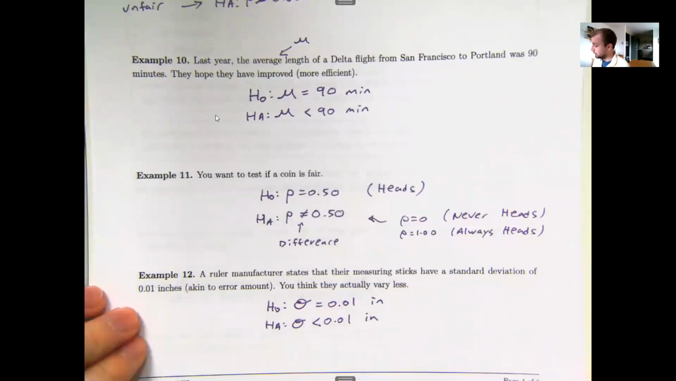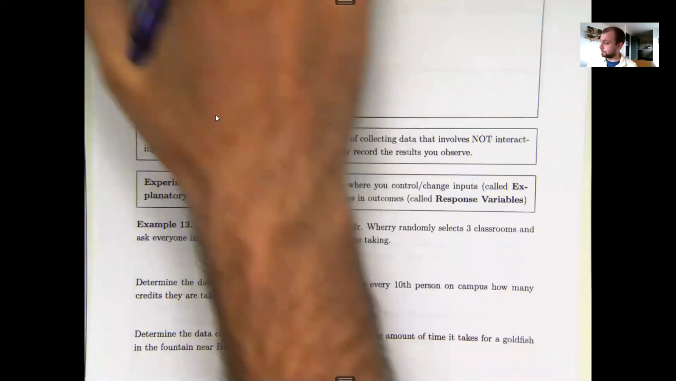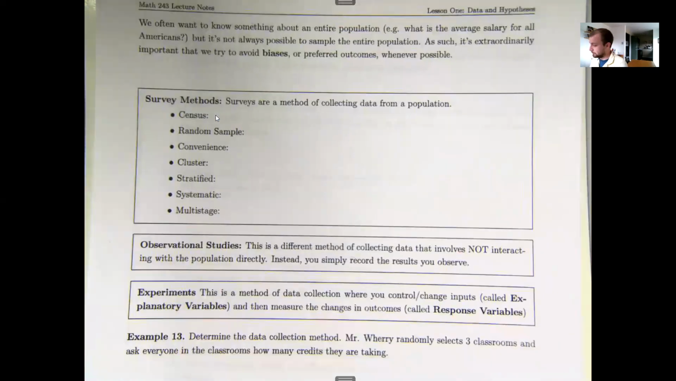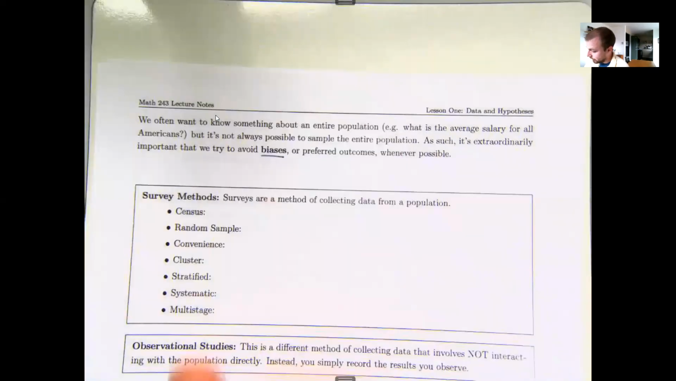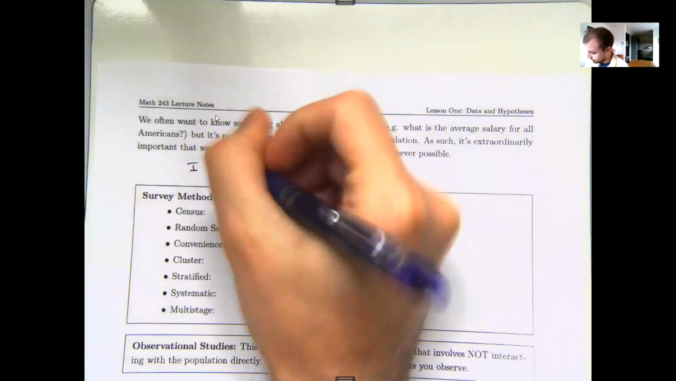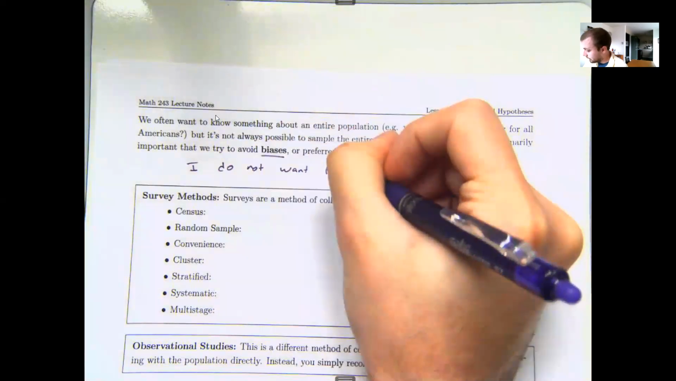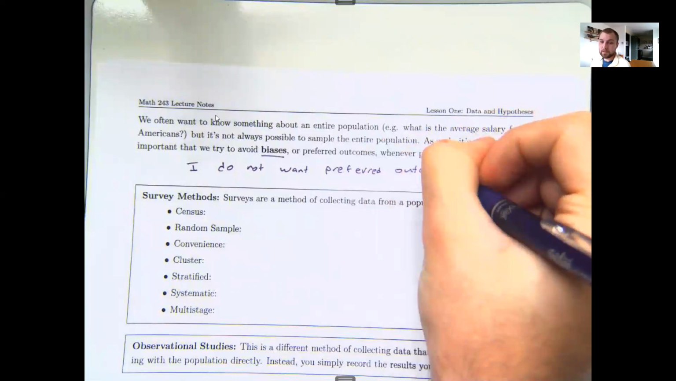But before I can do that, I also need to know how I can collect data. So just to start out on this page, the goal of data collection is to avoid bias. So I do not want preferred outcomes when I'm collecting information.